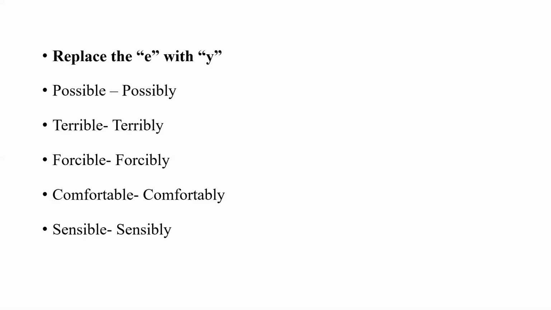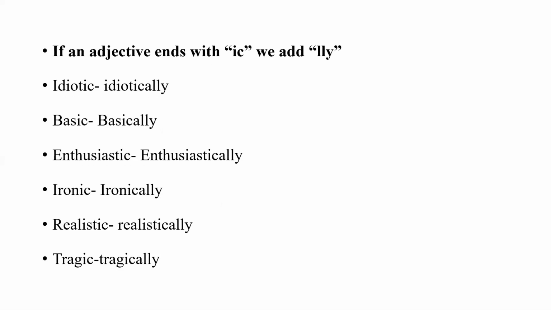The third rule is we replace E with Y. Possible, possibly. Terrible, terribly. Forcible, forcibly. Comfortable, comfortably. Sensible, sensibly. If an adjective ends with IC, we add double ly. For example, idiotic, idiotically, basic, basically, enthusiastic, enthusiastically, ironic, ironically, realistic, realistically, tragic, tragically.